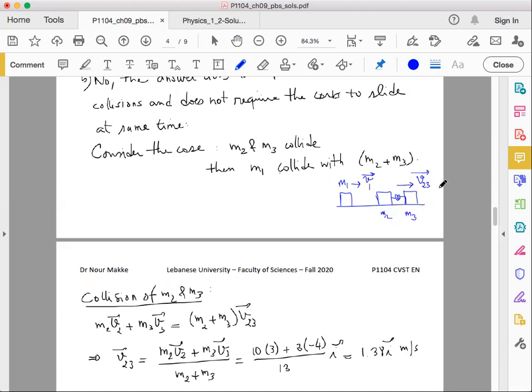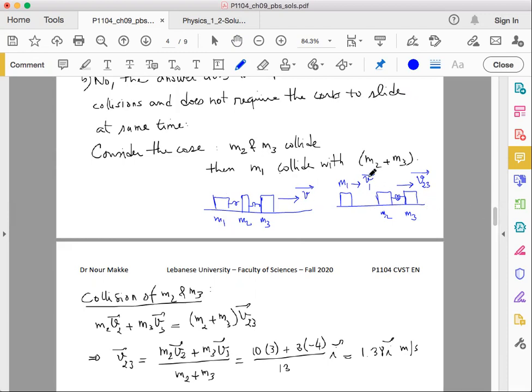Now what we need to do is calculate v23, and after this we will make the collision between M1 and the system M2 and M3. So these are just the couplers, M3, and then we are going to see what is the speed of the total system M1, M2, and M3. But in this case, the collision happened in order. So between M2 and M3 at the initial time, and then later on with M1.